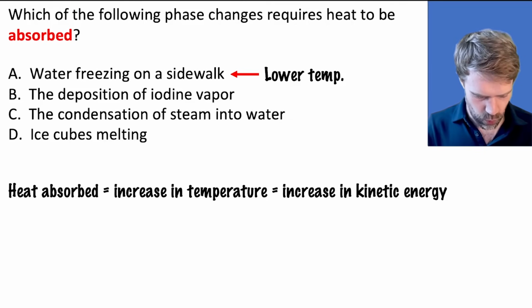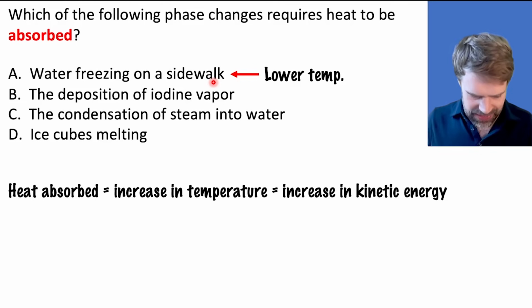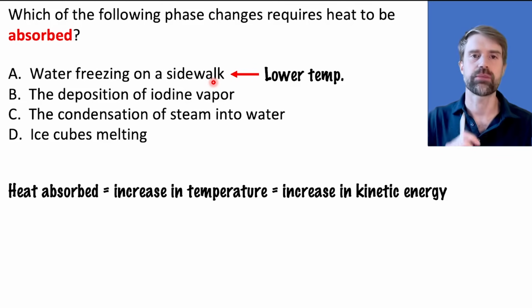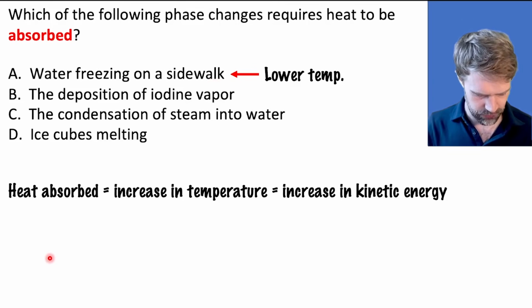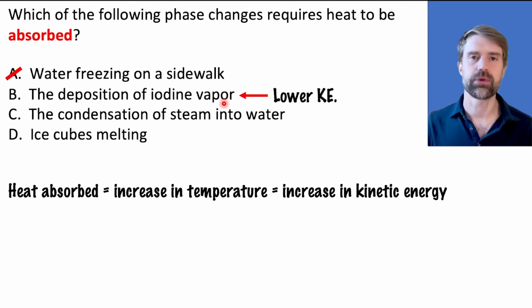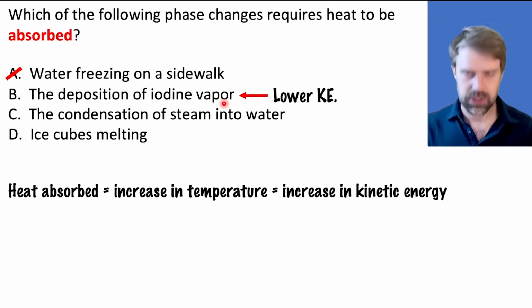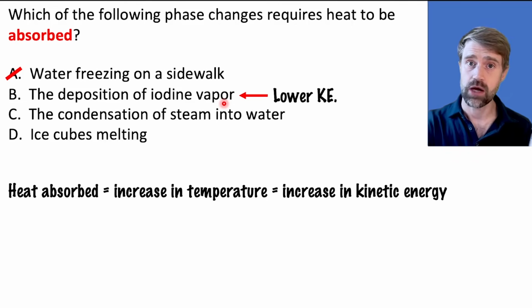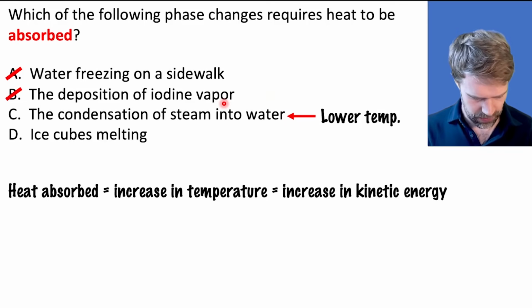Choice A is water freezing on a sidewalk. But water only freezes when you lower the temperature. You need to decrease the kinetic energy of the particles, so heat must be released, not absorbed. So we can cross that one off. Choice B is the deposition of iodine vapor. Remember, deposition is when a gas becomes a solid without first turning into a liquid. Just like freezing, when a gas becomes a solid, you have a loss of kinetic energy. Heat is released, not absorbed. So we can get rid of B as well.